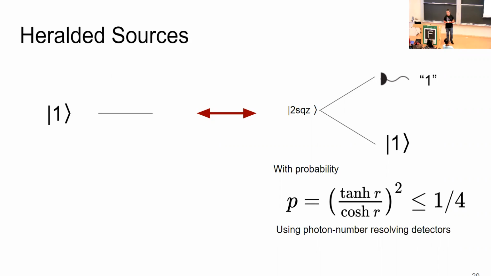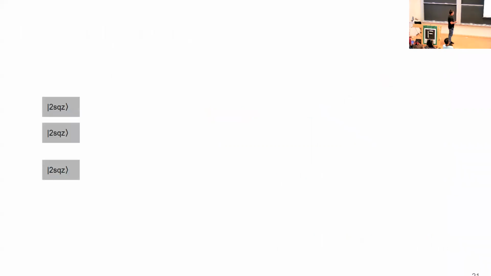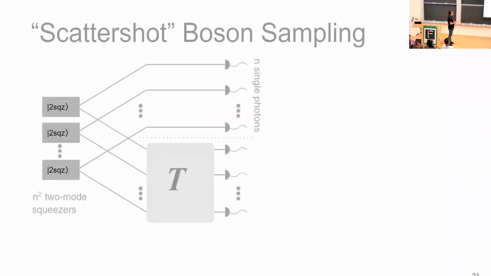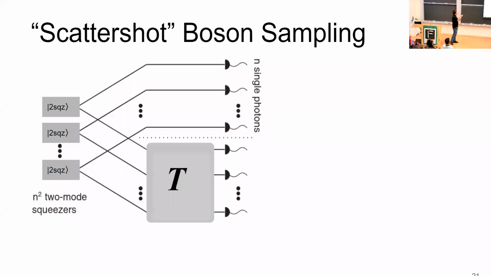And for this, you require, first of all, to have no loss, which is quite challenging. And also, very importantly, you need photon number resolving detectors. If you don't have photon number resolving detectors, then you somehow have to restrict the probability, which is in practice much less than 1/4. So with this in mind, you can now do this in parallel. You can make many of these two-mode squeezed light sources. You can reroute half of these photons directly into detectors, and the other half you send into an interferometer.